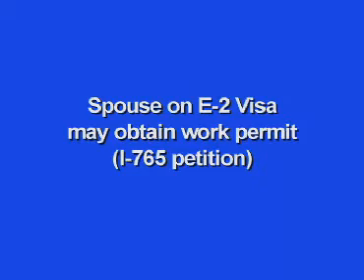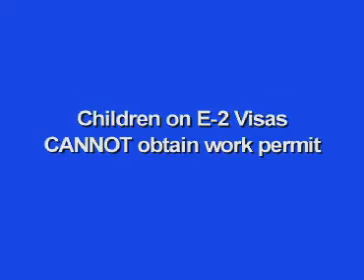For them to be authorized to work in the United States, they have to apply for a separate work permit, a so-called EAD or I-765, which is the form that has to be used in order to apply for a work permit. Please note that the children on E2 visas are not authorized to work. They cannot work. It is only the spouse that can obtain a work permit.